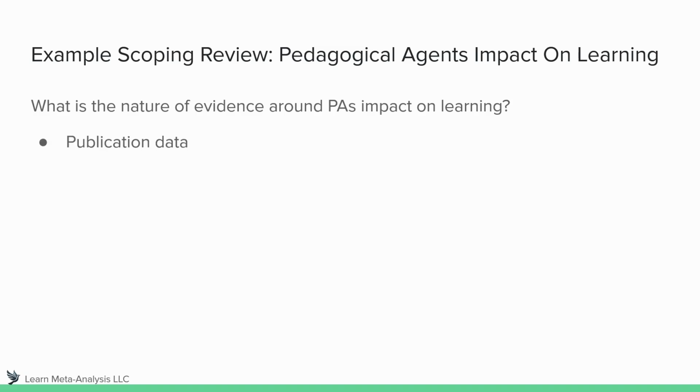So the first thing that I like to code is data about the publication itself. This is descriptive. It often includes the year it was published and the publication type, like I mentioned earlier. Was it a journal article? Was it a book chapter, a dissertation, etc.?